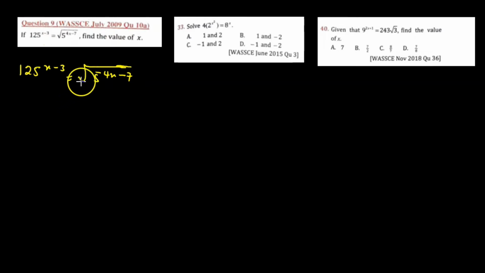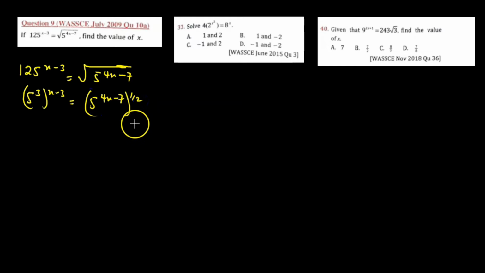Now, remember, since we have different powers here and there, we need to try our best to write it to the common base and then write the square root as a power of half. So that is going to lead us to having 125. What base of 5 will give us 125? Can you guess? So that is 5 to the power 3, and that will be all raised to the power x minus 3. And this should be equal to 5 raised to the power 4x minus 7, all to the power half.